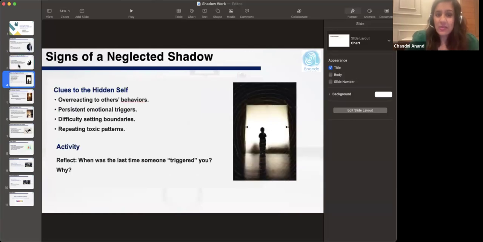And signs of a neglected shadow. We already had a long list that I spoke to you. These are just 3 or 4 of those, right? Overreacting to others' behaviors, difficulty setting boundaries, repeating toxic patterns. Also, the secret projects we try to fund. Suppose a friend is going through a hard marriage and we are trying to tell her, yeah, just using you as like a doormat, just get out of there, okay? Just get out of there.